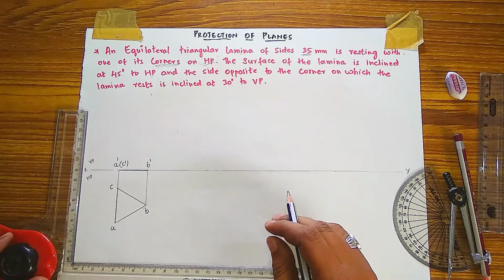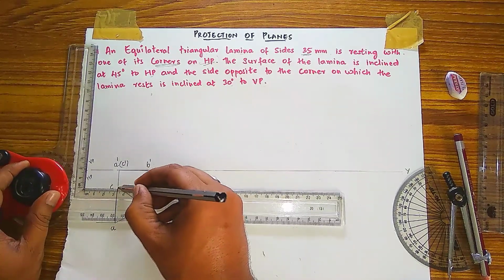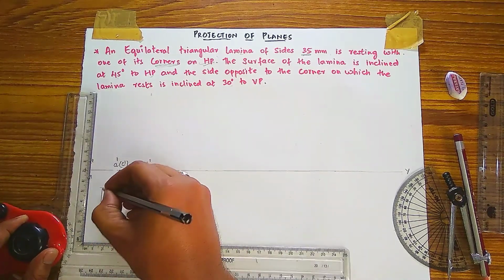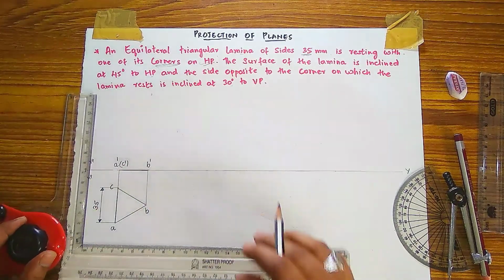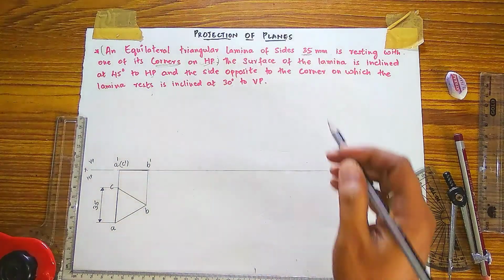Now the first projection is complete, and you have to show the dimension of this triangle side. How much is it in the question? 35 mm, so 35. This is the first projection. Till here the solution completes.